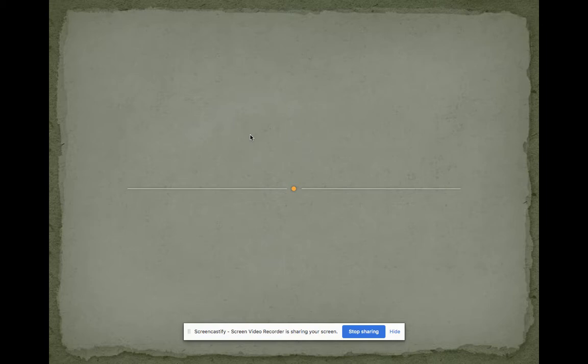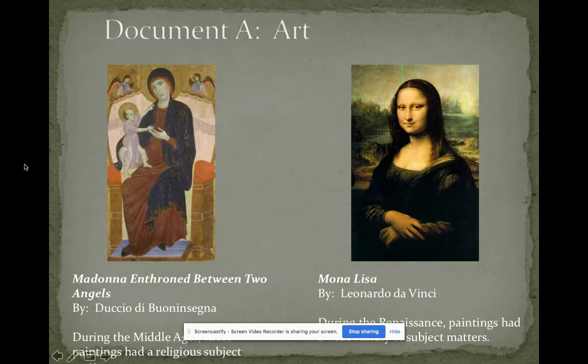So medieval works do not have perspective or a sense of depth. Perspective means a sense of depth. This one has perspective, a sense of depth.